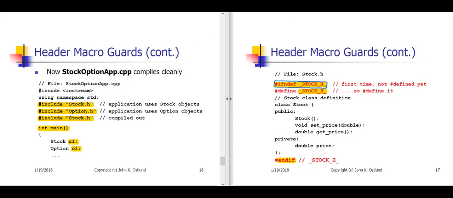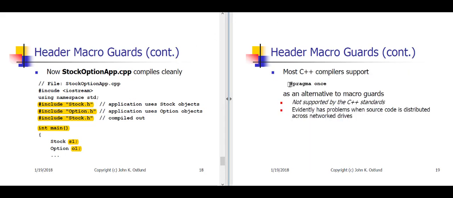Alright, on the last slide, slide 19, we're showing a non-standard facility, pragma once, that many compilers do support, but that the standard does not require. At the top of a header, you can put this preprocessor directive, pound pragma space once, and what that will tell the preprocessor is that the current header that it's processing should only be included once, and any subsequent times it's included, it should just be skipped.